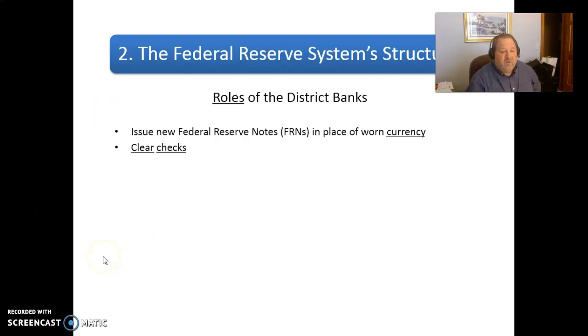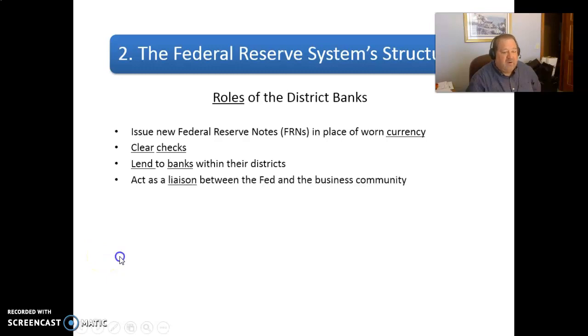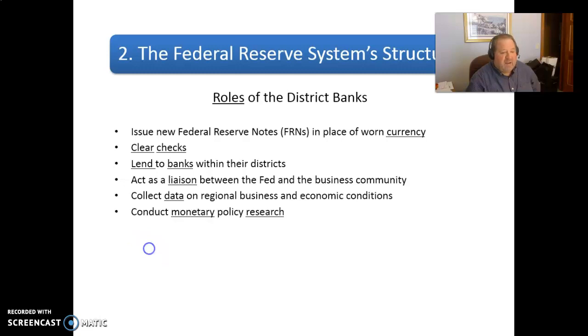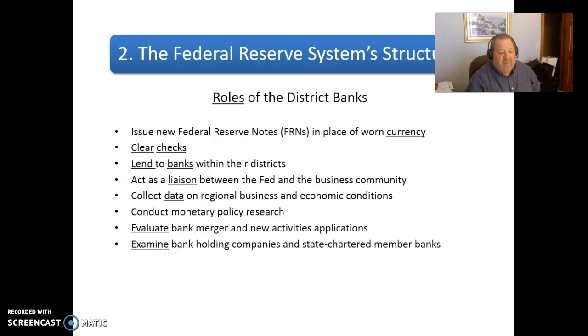The Fed also is the clearinghouse for checks. They lend to banks within their districts. They act as a liaison between the Fed and the business community. They collect data on regional business and economic conditions, and they conduct some monetary policy research. They'll evaluate bank mergers and new bank applications, and they examine bank holding companies and state chartered member banks.